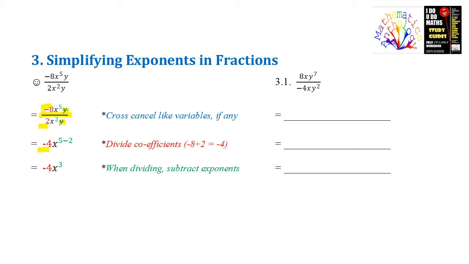Remember in a fraction that the center line means divide. So remember the rule for when you're dividing powers with the same bases, you need to subtract the exponents. So that would become x to the power 5 minus 2. So our final answer then would be negative 4x to the power of 3.